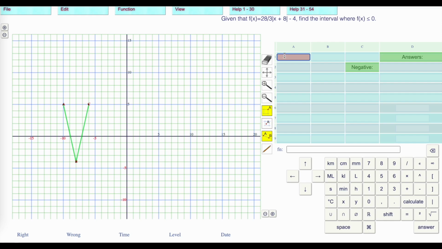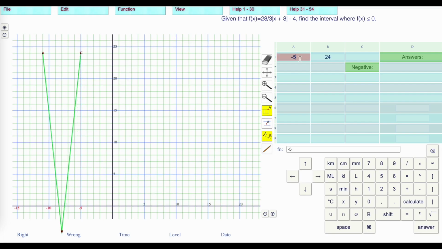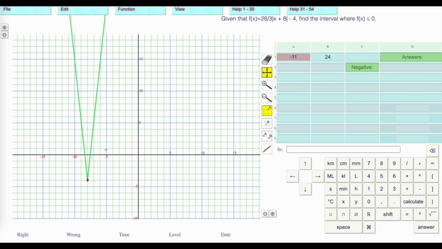When x is -8, the y value should be -4. y is equal to 28 divided by 3 times the absolute value of x plus 8. Close the absolute value. That is 0, so 28 over 3 times 0. The absolute value of 0 is 0. Minus 4 is minus 4. When x is -5, we get 24. When x is -11, we also get 24. Our function looks like this.